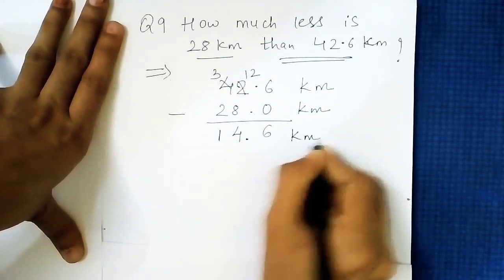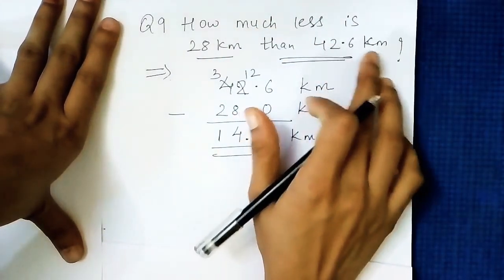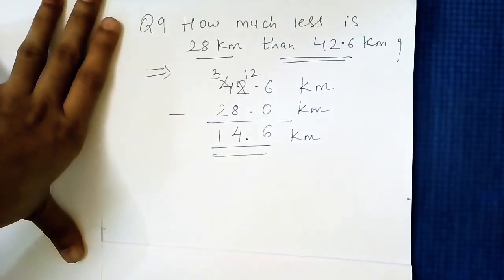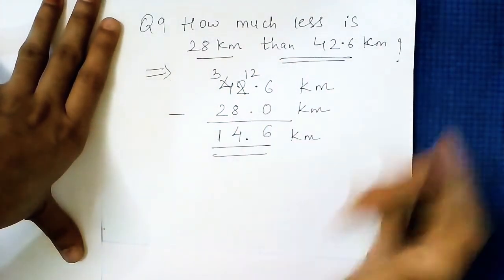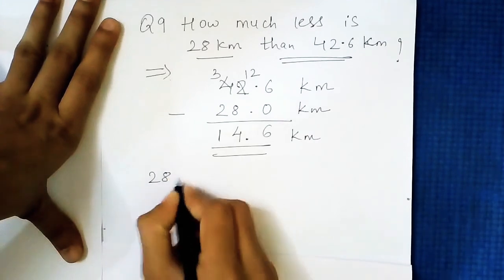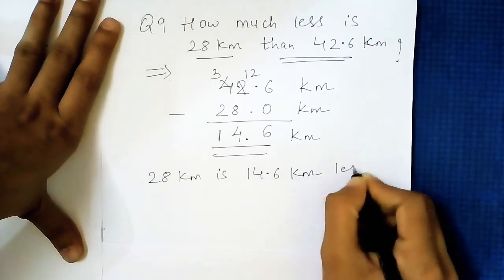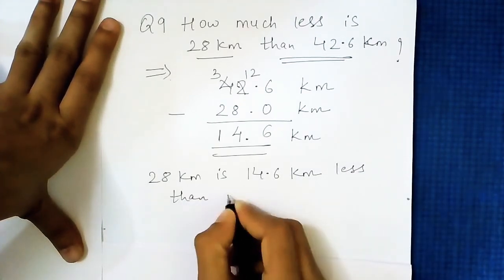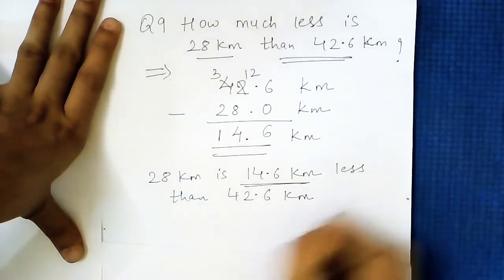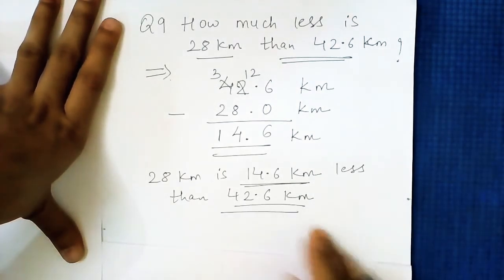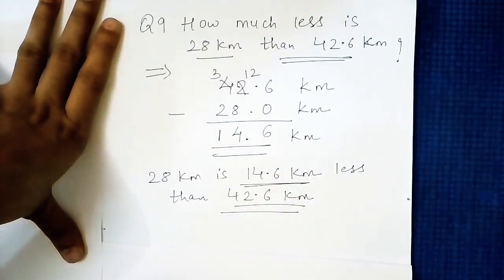So 14.6 kilometer. So how much less is 28 kilometer than 42.6 kilometer? You can write your final statement that 28 kilometer is 14.6 kilometer less than 42.6 kilometer. So 28 kilometer is this much kilometer less compared to 42.6 kilometer. The statement you can write in your own words. So here our exercise 2.5 is over. Hope you understood.